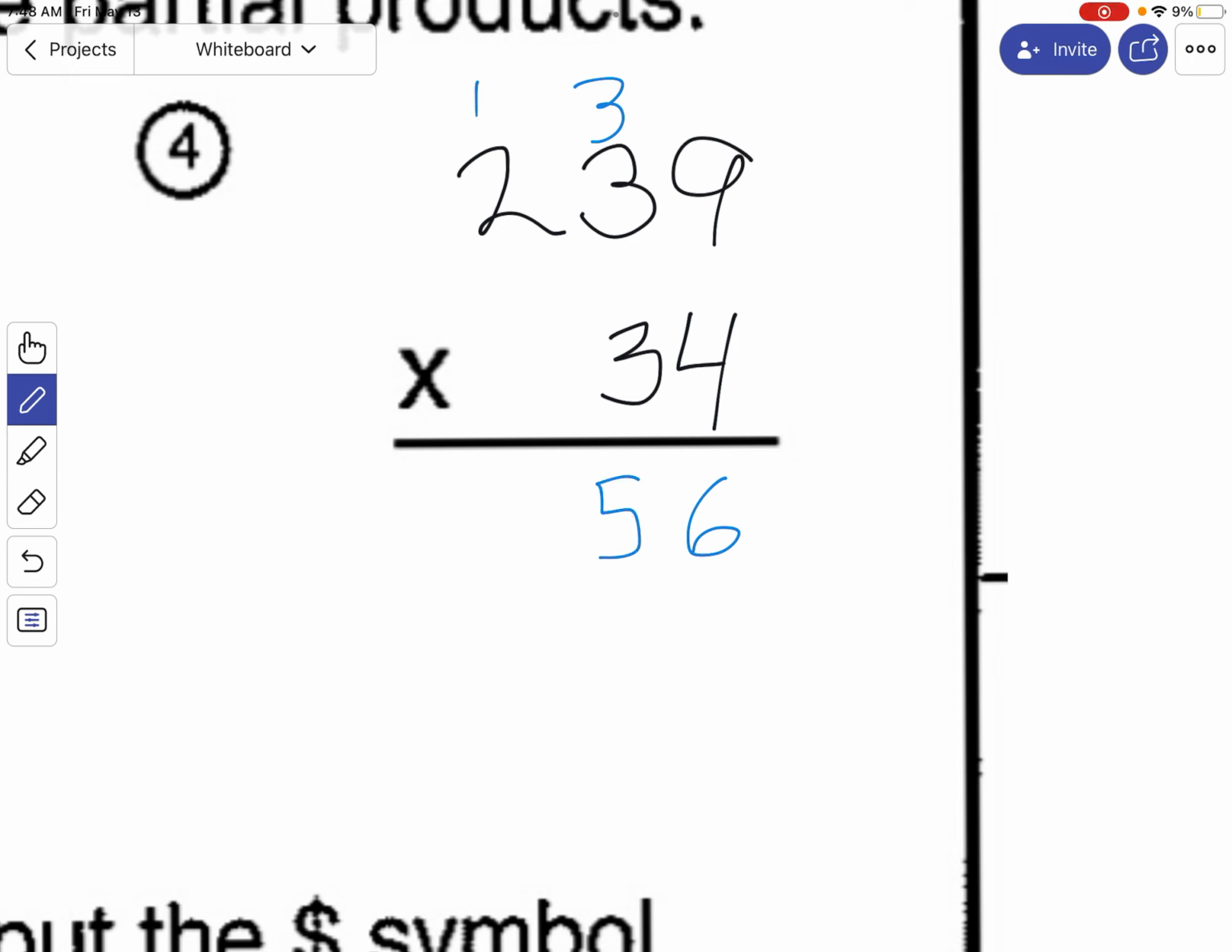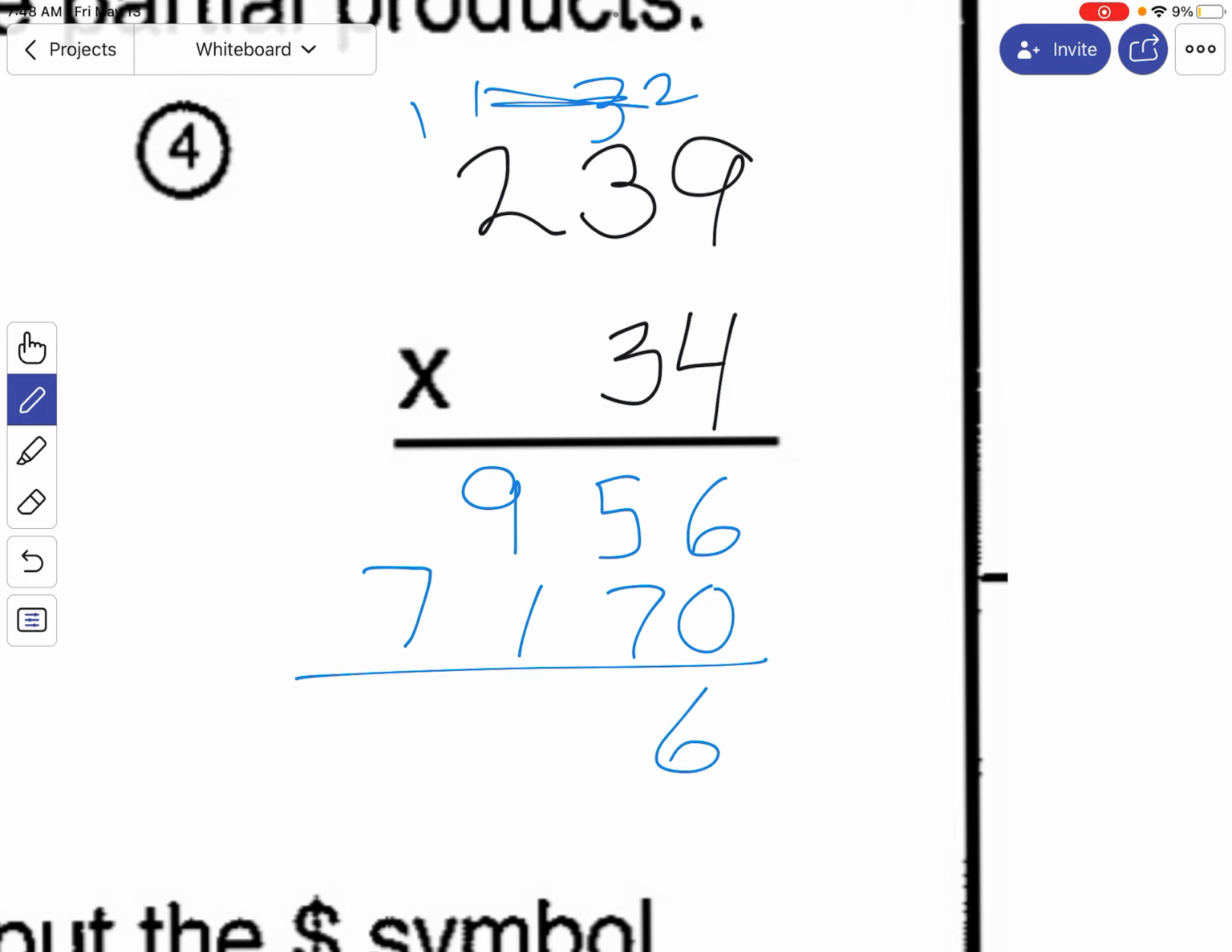Regroup with the 1. 2 times 4 is 8 plus 1 is 9. There we go. And put the 0 placeholder. Not going to use these anymore. 9 times 3 is 27. Regroup with the 2. 3 times 3 is 9 plus 2 is 11. 2 times 3 is 6 plus 1 is 7.